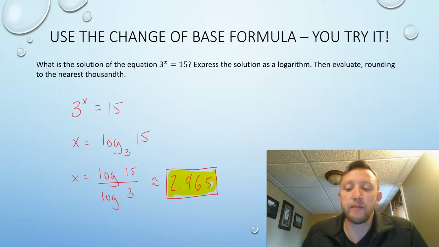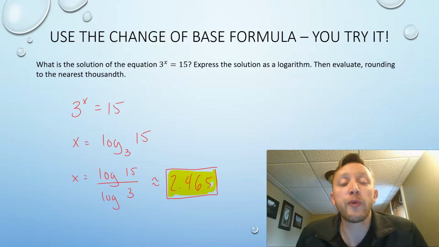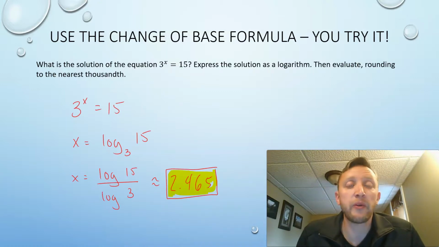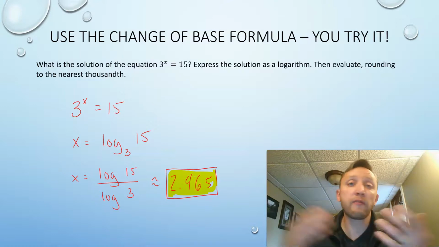All right, let's see how you did. Now I can show you the answer. So we have 3 to the x power equals 15. So again, you just start by rewriting the equation. And we already have the base by itself.